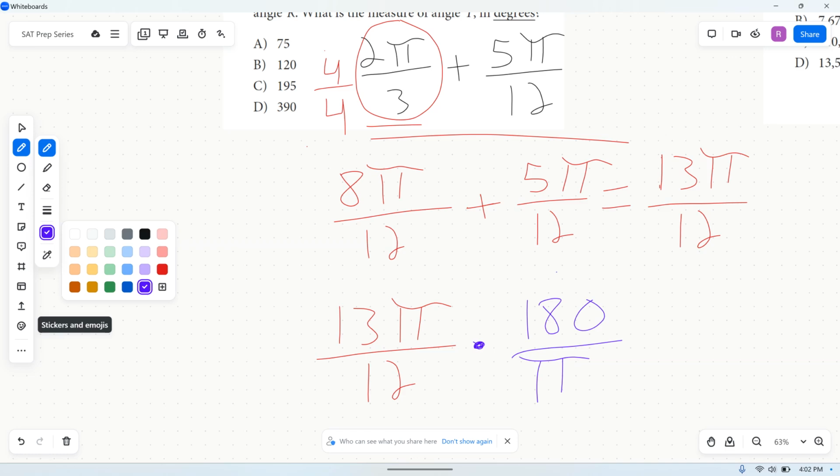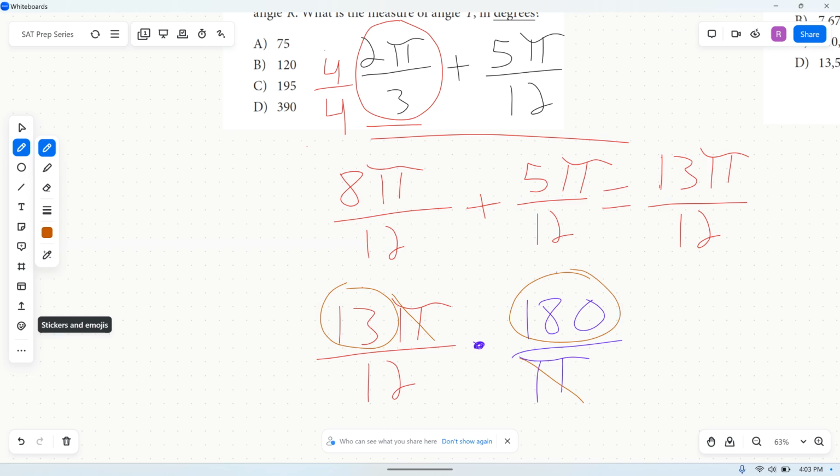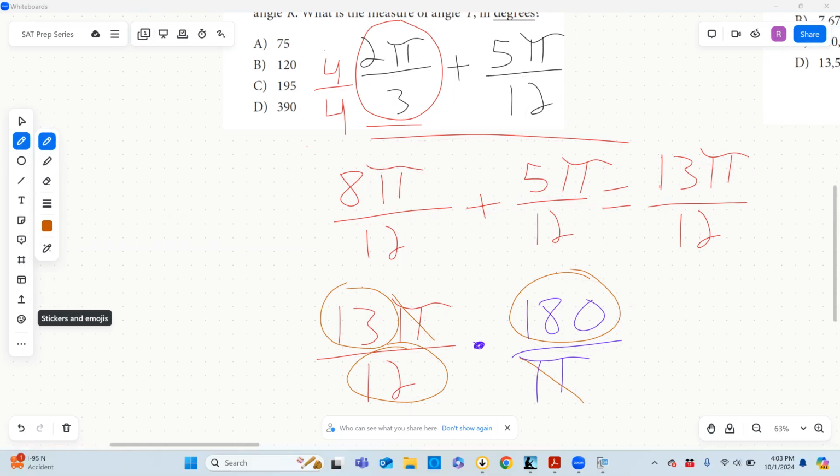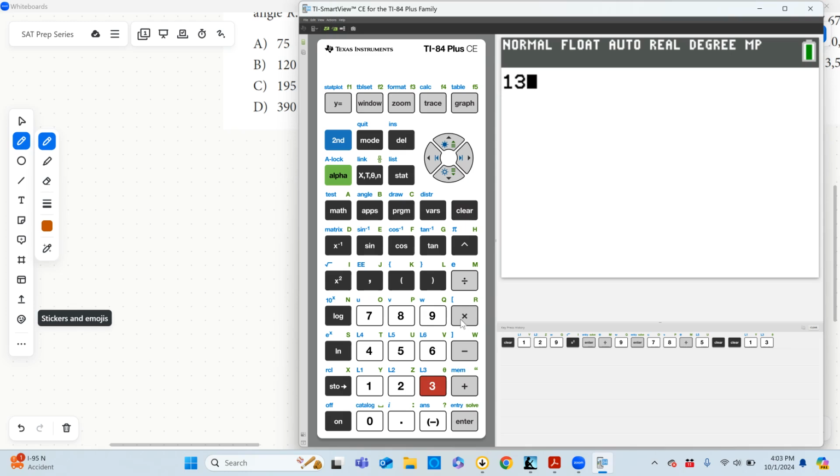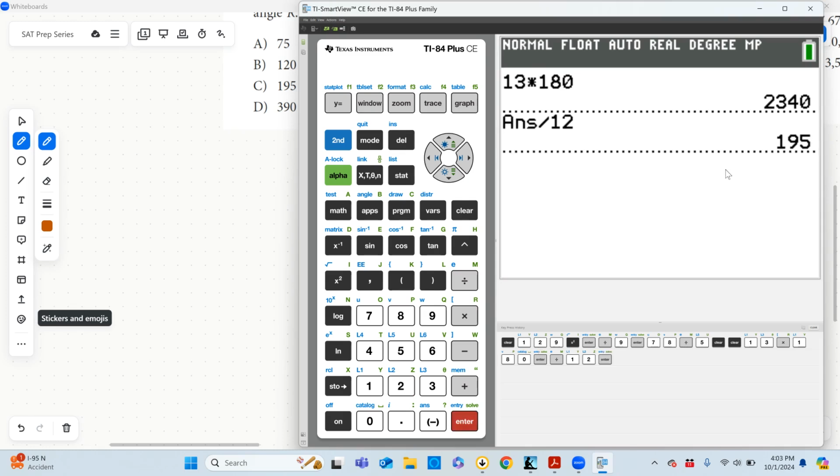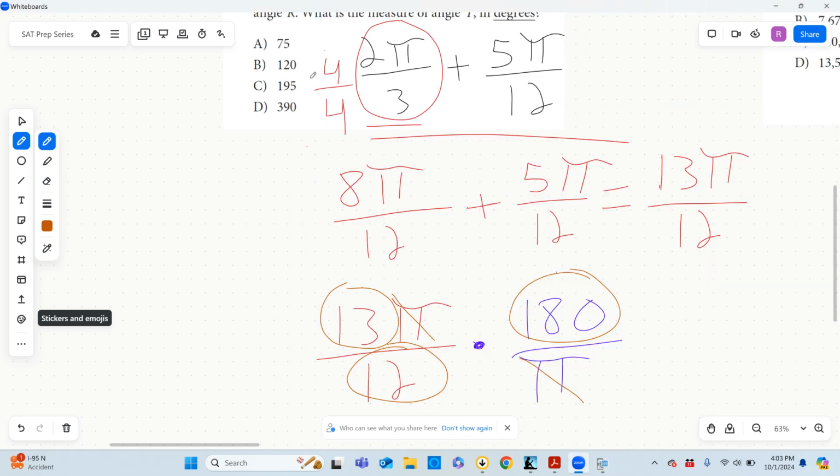So, like I said, if I'm going to multiply by 180 divided by pi, I can reduce to 1. Pi divided by pi is going to be 1. And so now I'm just left with 13 times 180 divided by 12. Alrighty? So let's pull up our calculator and do 13 times 180. And we'll divide it by 12. And that is 195 degrees. So that looks like answer choice C.